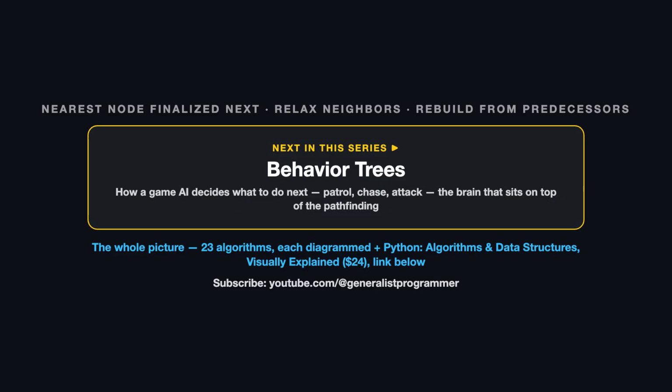Next, we climb one level up. Your game AI can now find a path, but how does it decide what to do? Patrol, chase, attack. That decision-making brain is a behavior tree, and it is the next video.